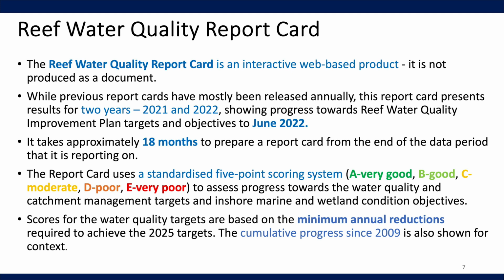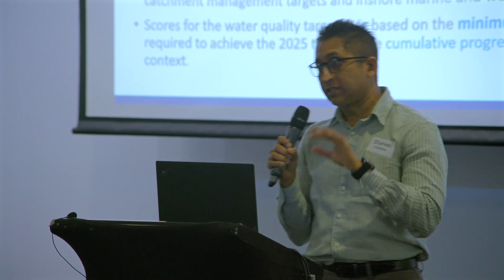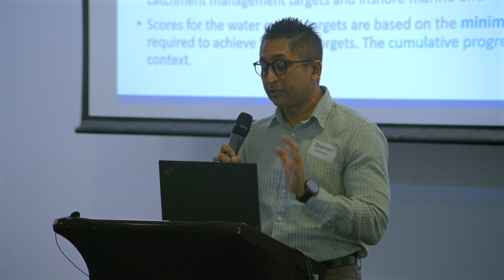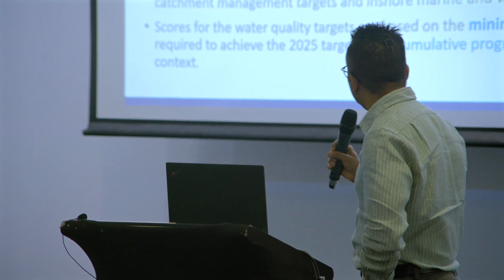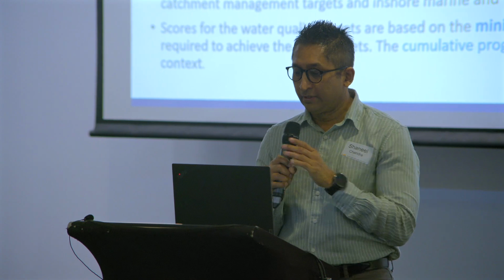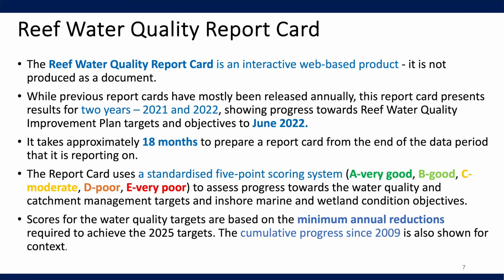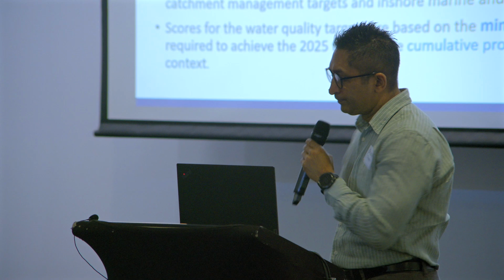Due to the size of the Great Barrier Reef, the Reef Water Quality Report Card is produced as an interactive web-based product. So it's not just a document of 1,000 pages, it's actually a much more user-friendly interactive report produced as a web-based product. The present report card shows progress towards the Reef Water Quality Improvement Plan targets and objectives to June 2022.